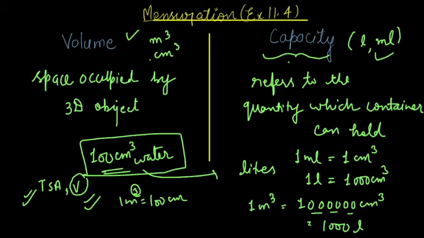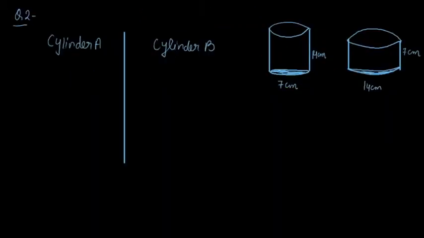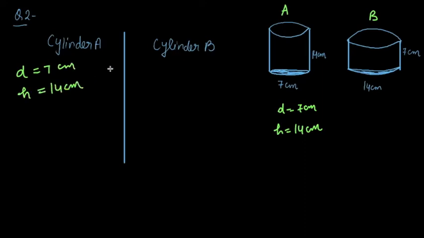Let's see question number 2. Question number 2 is very interesting. There are 3 parts basically in this question. This is your cylinder A and this is your cylinder B. The diameter of the first cylinder is 7 centimeter and its height is given as 14 centimeter. Whereas in cylinder B, the diameter is 14 centimeter and the height is 7 centimeter, exactly the reciprocal of this.